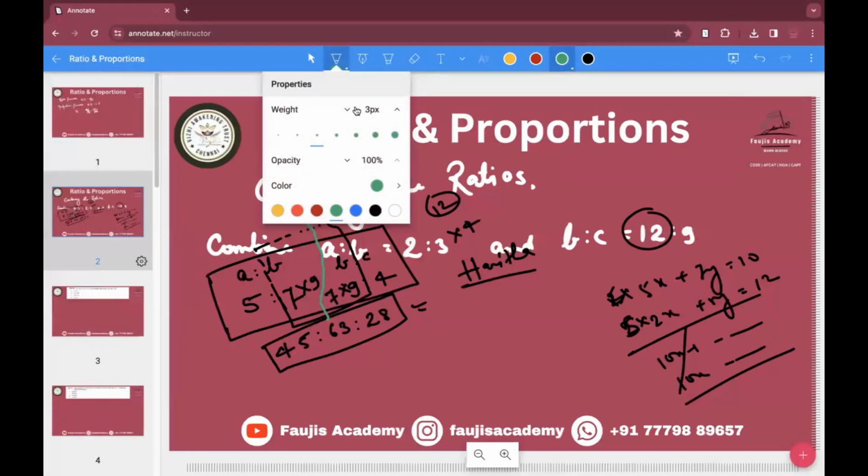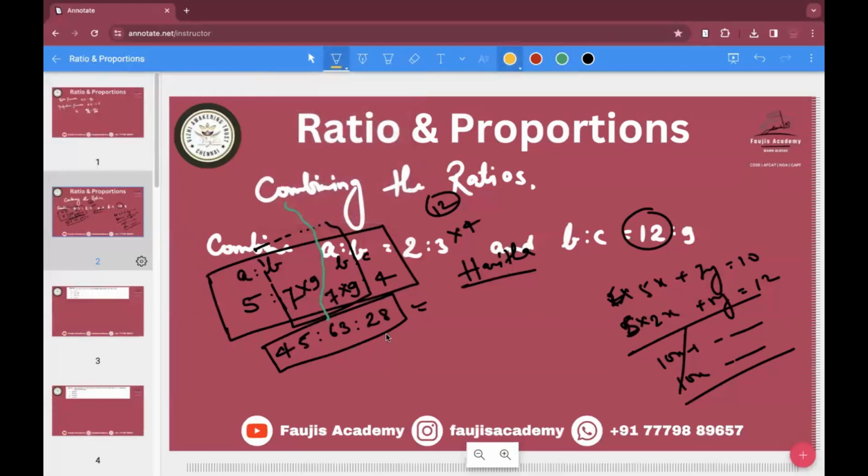So when we do that, A is to B was 5 is to 7, and B is to C was 9 is to 4. We multiplied A by 9 and B by 7, and we got 45 is to 63 is to 28. Any doubt, ladies and gentlemen? Any doubt? No, sir.